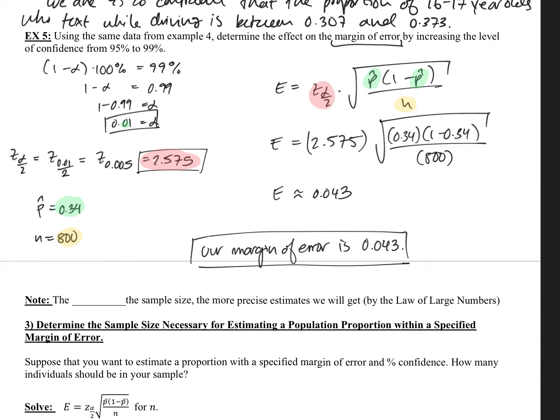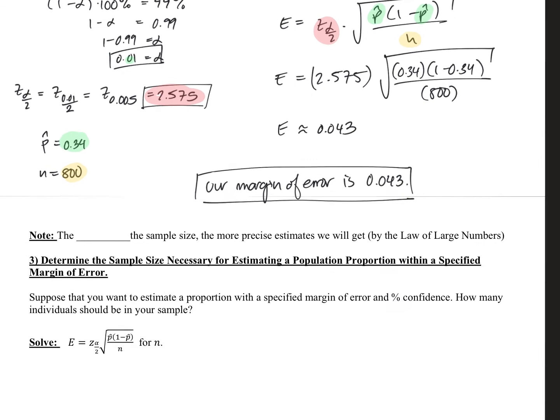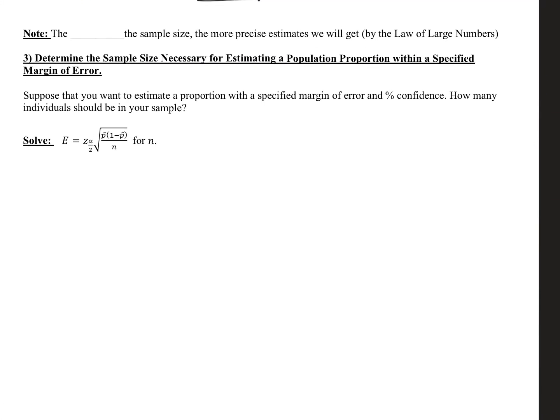Alright, so one thing to note. The larger the sample size, the more precise of an estimate we are going to end up getting. And this is just by the law of large numbers.